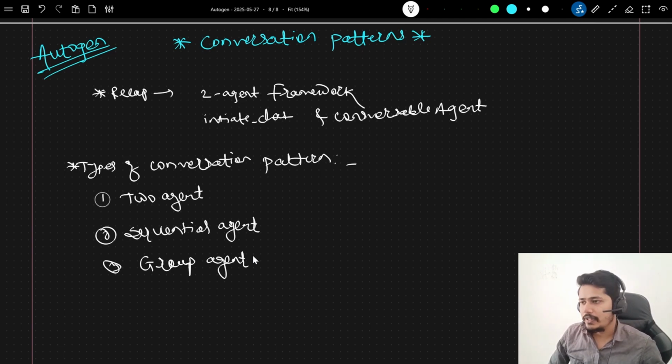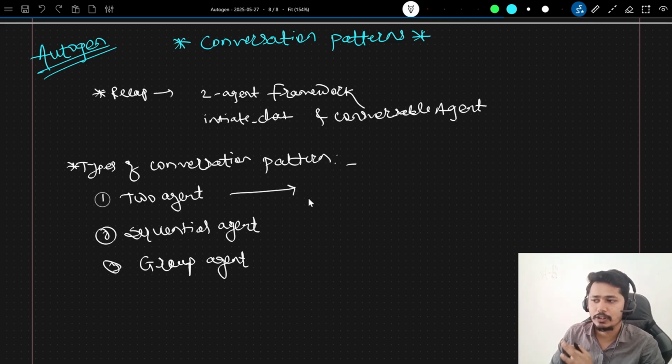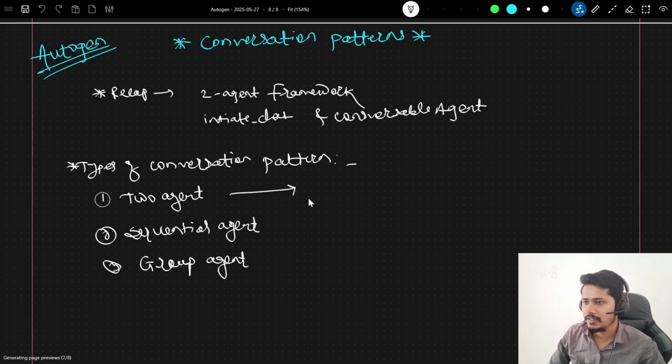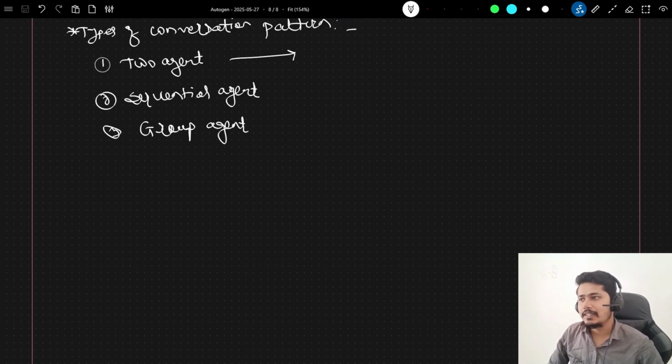In this particular video, we are going to focus on the two agent pattern. I know we have already seen the two agent pattern, but there are a few more things that we have missed, and I would like to cover those things first. Once the basics are clear, then we can jump to the sequential and group chat agent. So let's understand how exactly the two agent chat conversation works.